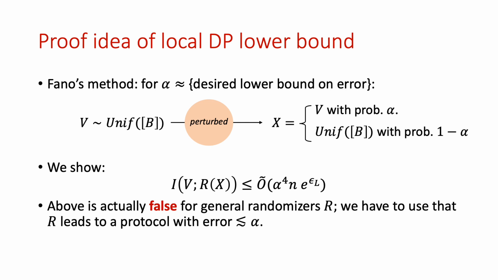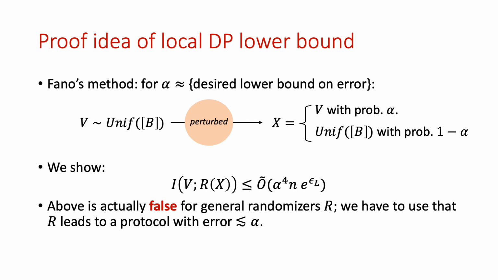Okay, now here's the proof idea of the lower bound for local differential privacy. Roughly speaking, we want to use Fano's method. And what this means is that, letting alpha be the desired lower bound on the additive error, the goal is to show a certain upper bound on the mutual information between two quantities. To define these quantities, let V be a uniformly random element of the universe, and let X be a perturbed version of V. In particular, X is equal to V with probability alpha, and it's a fresh draw from the universe with probability 1 minus alpha.